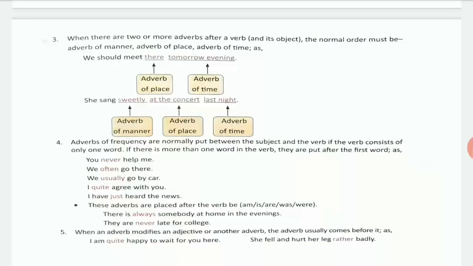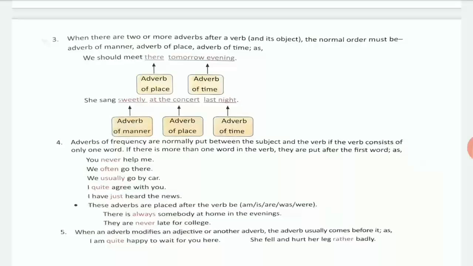Adverbs of frequency and certain other adverbs are placed after the first auxiliary if the verb consists of more than one word. Like in the fifth sentence, the verb is of two words actually, have heard. So over here, the adverb will be placed right after the first auxiliary, that is have. I have just heard the news.